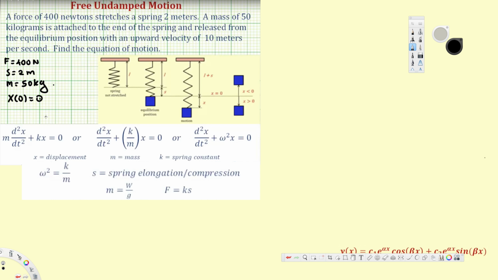So if it's upward velocity, that's negative. If it's downward velocity, that's positive. So x prime of 0 is going to be negative 10 meter per second. Okay, now we have all this information.